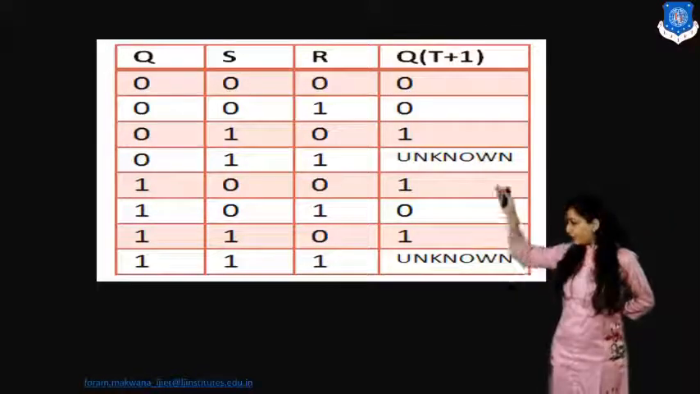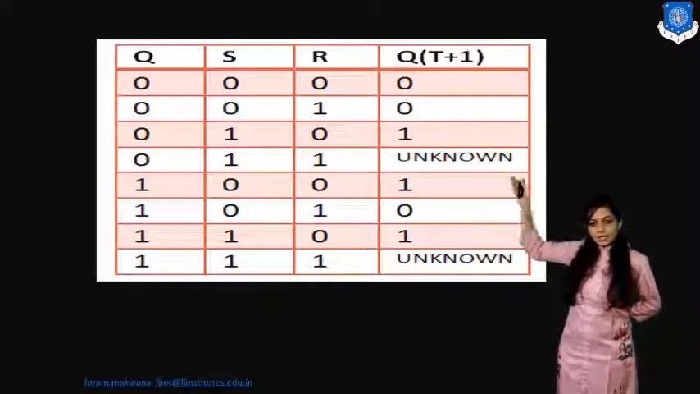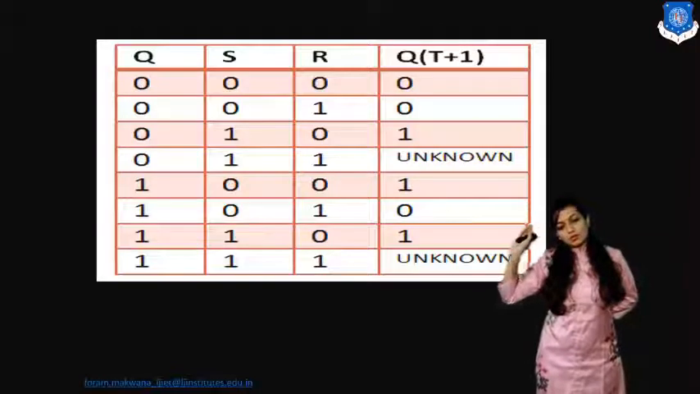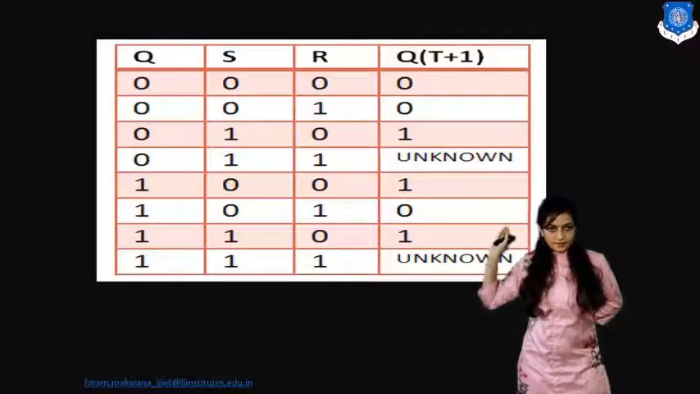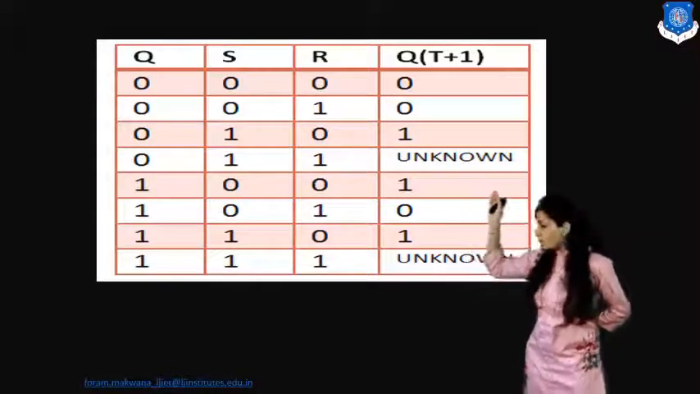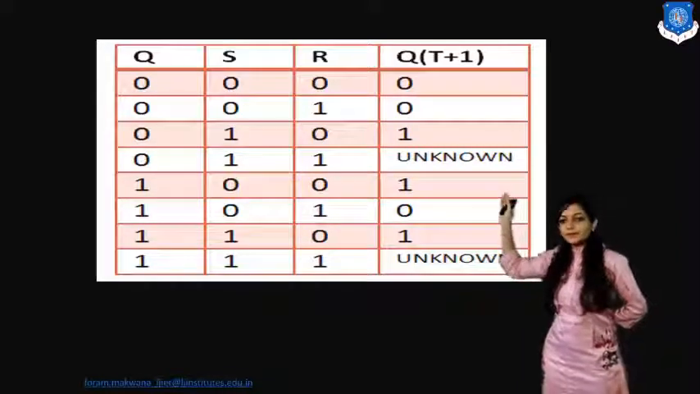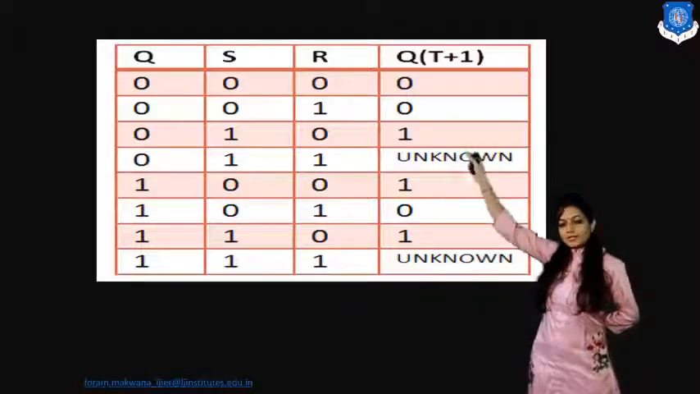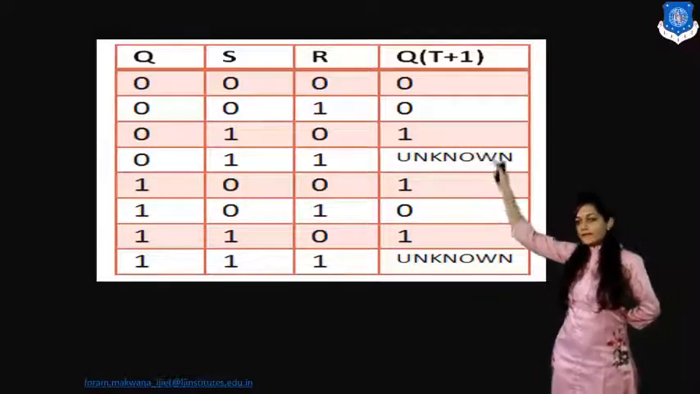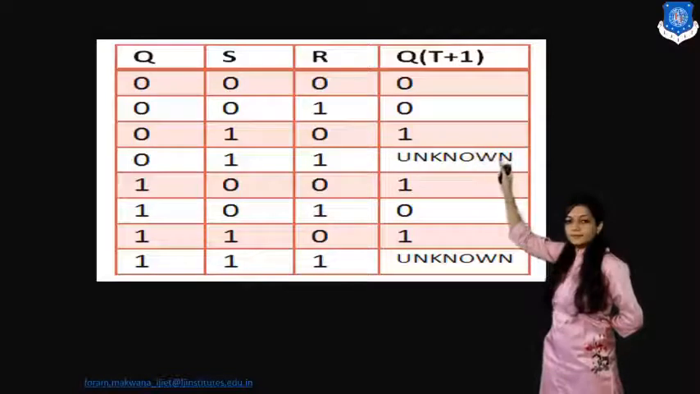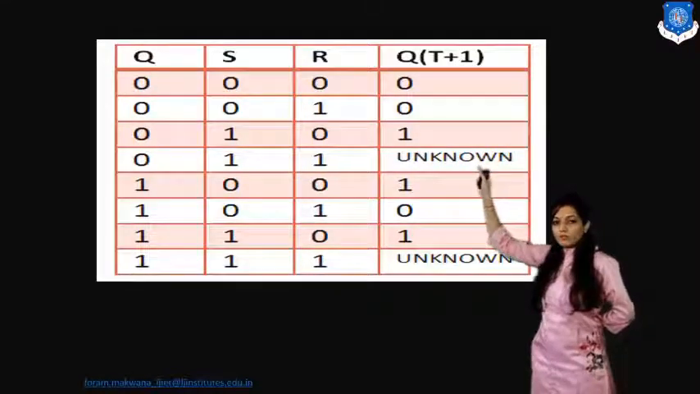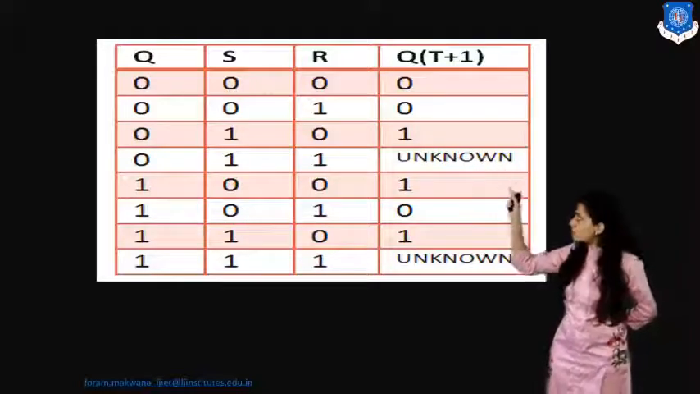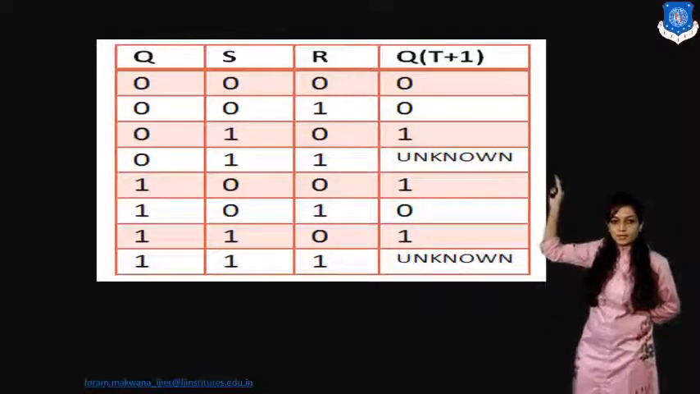The columns are the value of Q, S, R, and Q of t plus 1, that means the next state. Q is the present state. If S and R are both 0, 0, then the output won't change, so it will be the same as Q. If S is equal to 0, R is equal to 1, it will always reset. If S is equal to 1, R is equal to 0, it will always set, Q of t plus 1 is equal to 1.